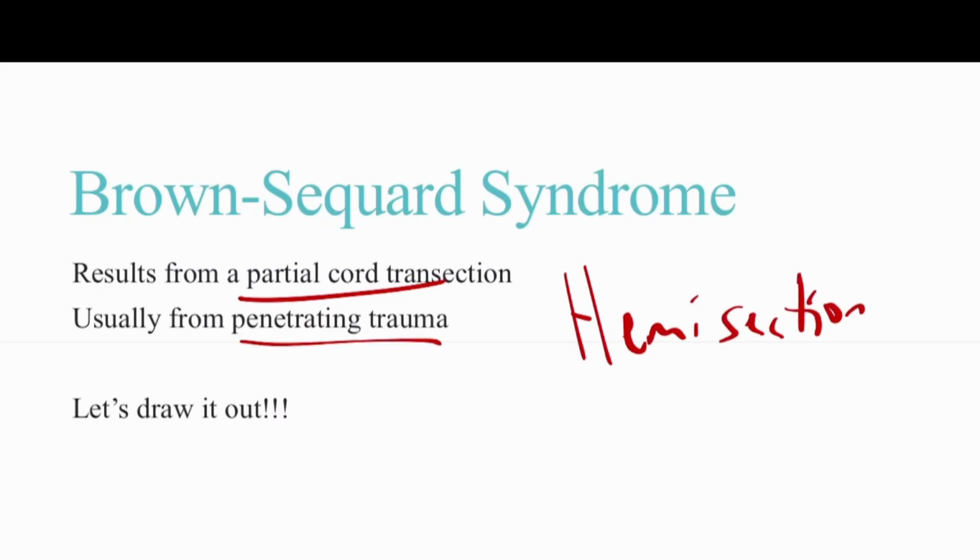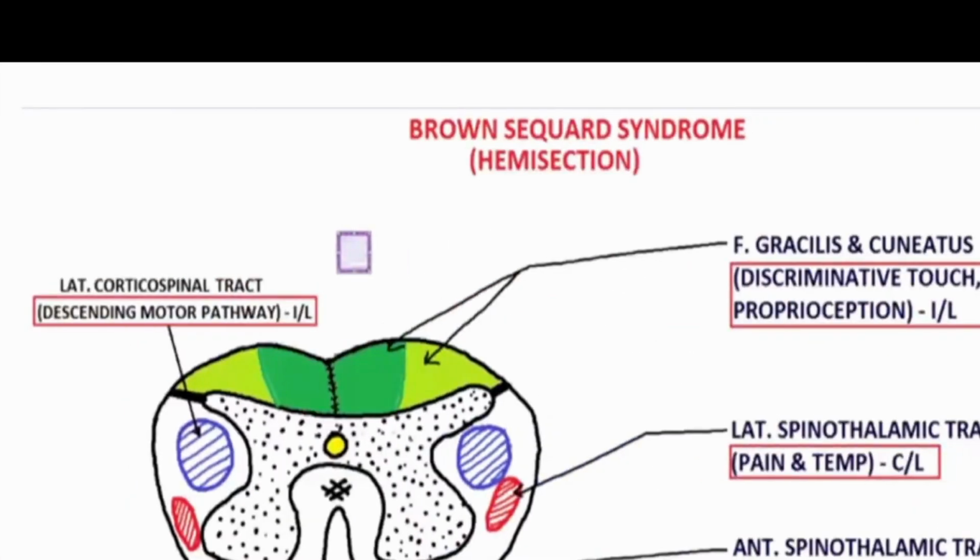Okay, usually from penetrating trauma, so you get stabbed and whatnot. So let's draw it out and we'll review some of these tracts as well. Your lateral corticospinal tract, what does that carry? Motor or sensory? Motor. Why is it motor? Corticospinal. It starts in the cortex and it goes down to the spine.